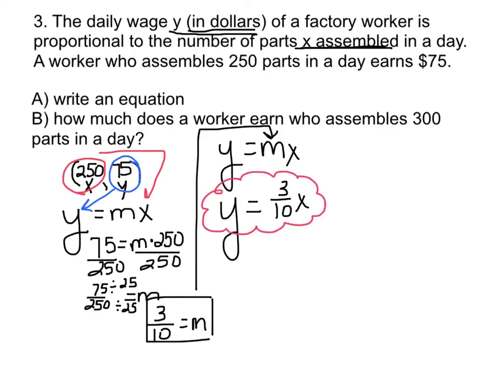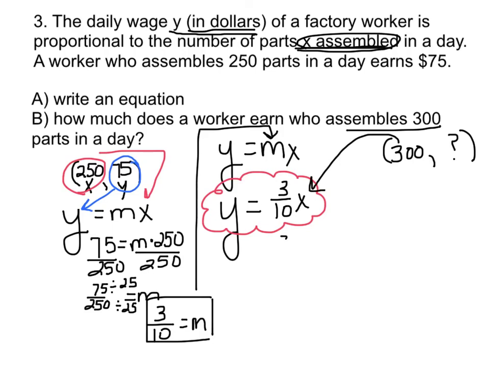to part A. Part B says, how much does a worker earn who assembles 300 parts in a day? So let's look at 300. Remember, once again, it says assembled is x. So assembled is 300, so that means 300 is x. Find y. So I take the 300, plug it in here. You should be able to do most of this in your head.